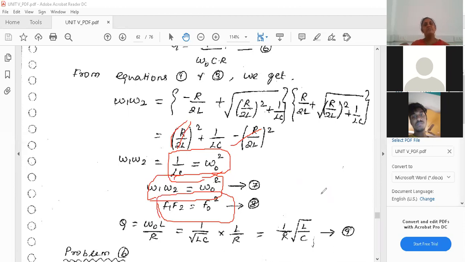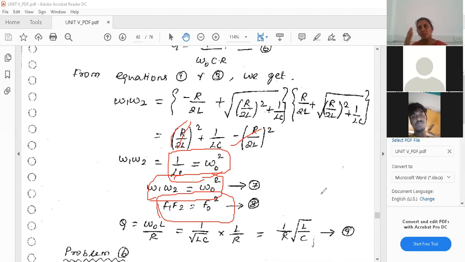Okay, this is a very, very important derivation. They will be asking you to prove that the square of resonant frequency is the product of the upper and lower half power frequencies. They will be asking you to prove either omega naught square is equal to omega 1 into omega 2, or f naught square is equal to f1 and f2. So both are very, very important.